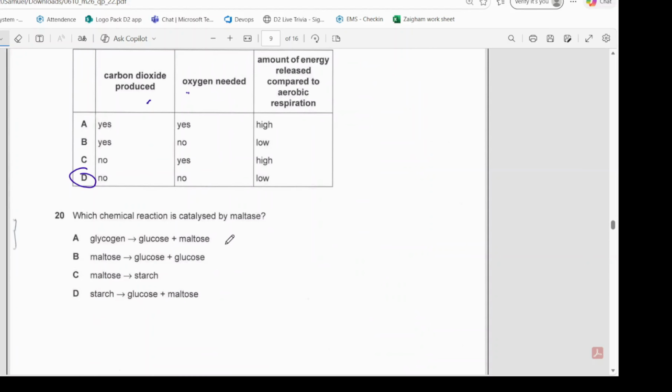Which chemical reaction is catalyzed by maltase? Glucose plus glucose. So maltose is basically a combination of two glucose units.